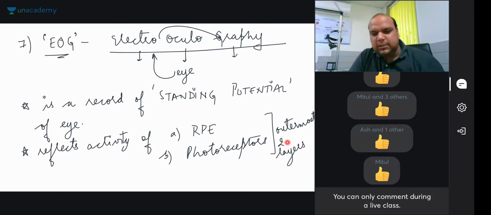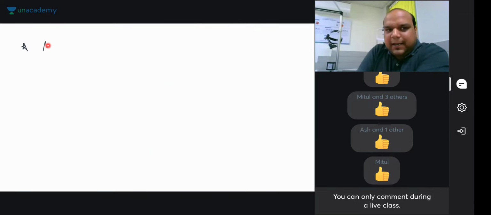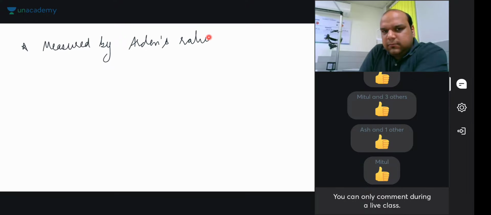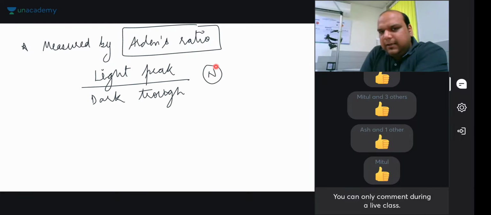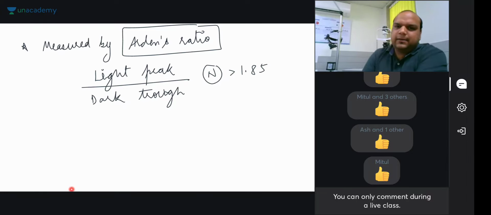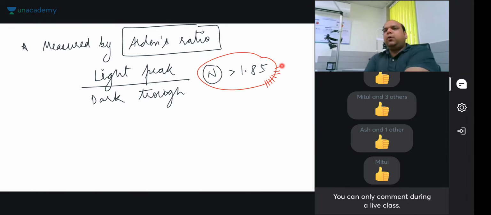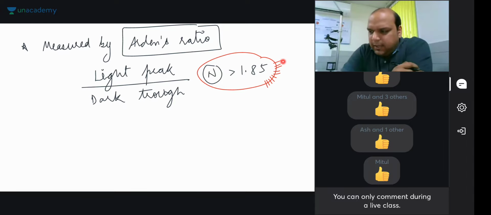EOG response is measured by something known as Arden's ratio. Arden's ratio is light peak upon dark trough, and normally this is greater than 1.85. I just explained it to you, everybody. What do you mean by light peak upon dark trough?